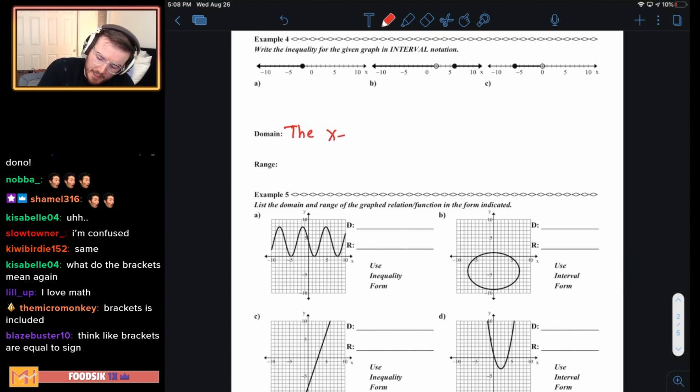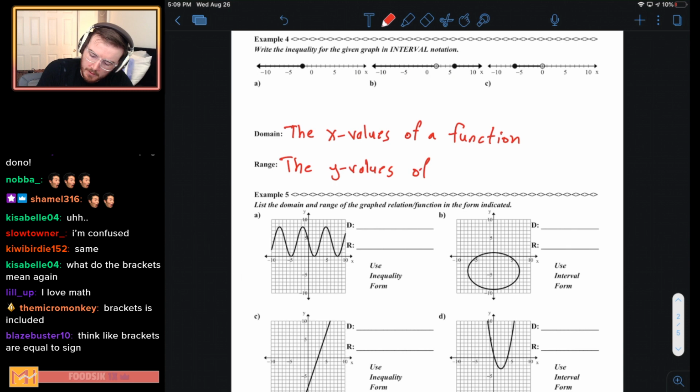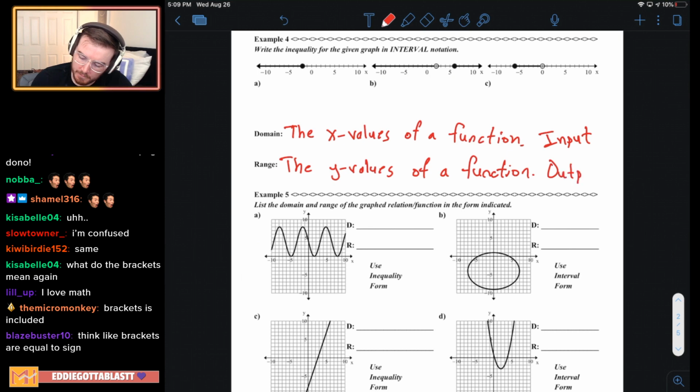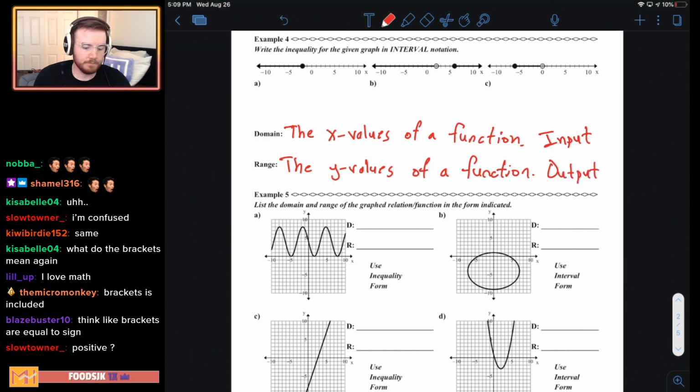That's the x values of a function. And the range is the y values. Another word for domain is input. And another word for range is output.